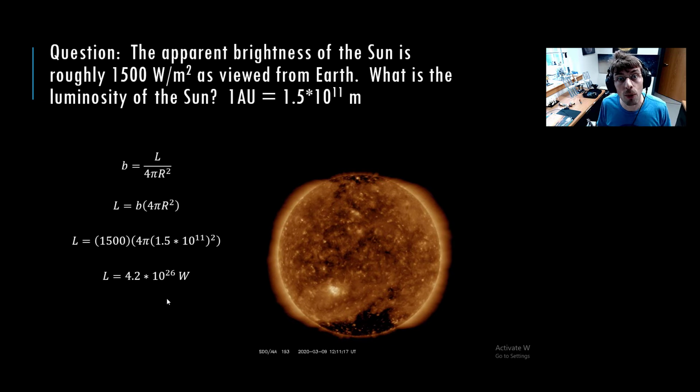This is the total energy output of the sun every second. Watts is a joule per second, energy used per second. It's the same unit that you see on a light bulb.